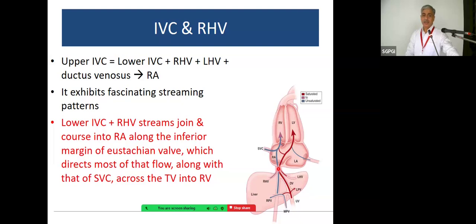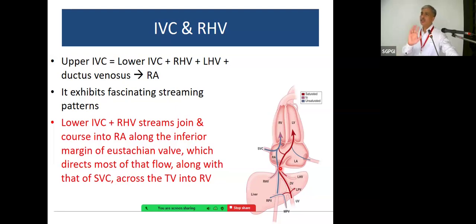These all join and form what we call the upper IVC draining into the right atrium. So what is happening is a very fascinating streaming of the blood, wherein the blood which is coming from the ductus venosus and the LHV, or the left hepatic vein, streams in such a way that it goes through the foramen ovale directly into the left ventricle.